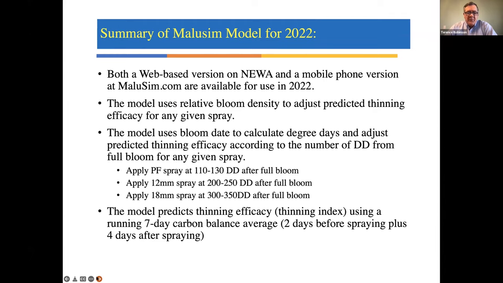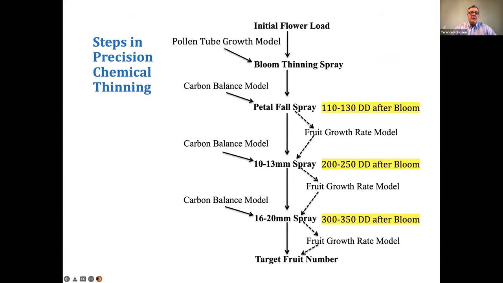Now the model also predicts thinning efficacy based upon the 7 days: 2 days previous to the spraying and 4 days after the spraying, plus the day you spray. It's a complex formula, weighting the day you spray and the next 2 days after you spray higher than the 2 days before spraying or the last 2 days in this formula. So that's the basics of how the carbohydrate model works.